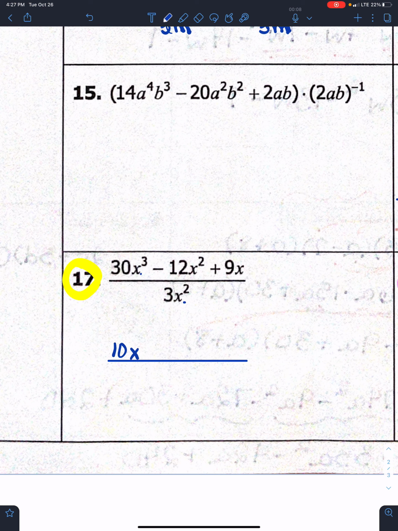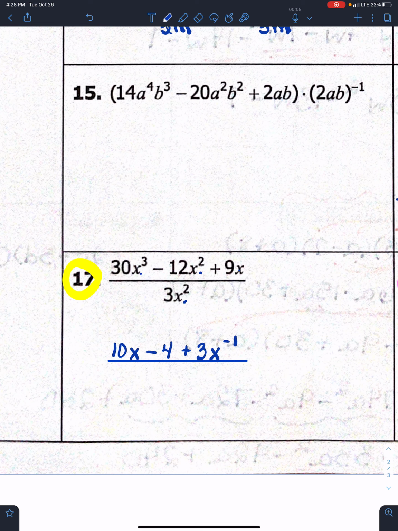This next one, negative 12 divided by 3 is negative 4. X squared divided by x squared reduces to 1, so there are no variables left. And then 9x divided by 3: 9 divided by 3 is positive 3. And then x divided by x squared would leave me x to the negative 1.